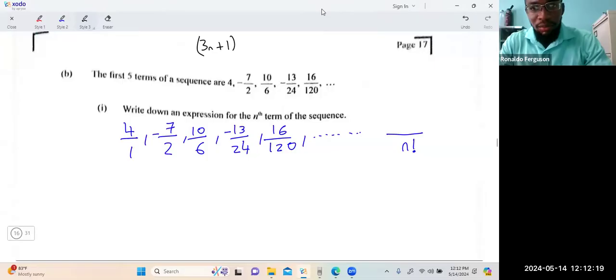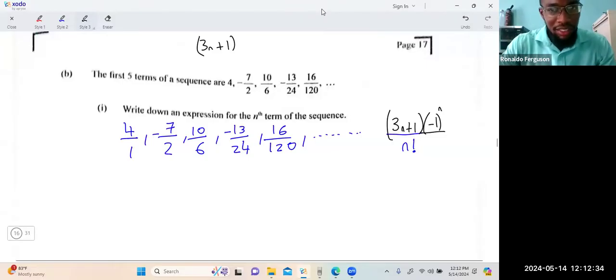However, I need to multiply it by some negative stuff because I want it to alternate between plus and minus. So I'm going to multiply this by, let's say, -1 to the n. If I put -1 to the n, when n is 1, I will get -1. So let me put n plus 1 right there. When I put n as 1, 1 plus 1 is 2, positive. When I put n as 2, 2 plus 1, negative. This is it. That is not bad.